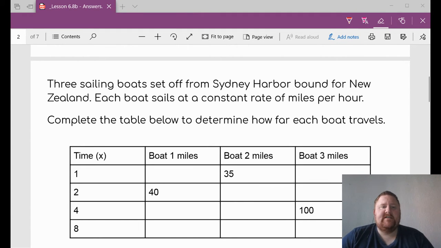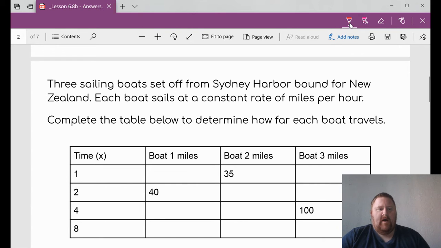Okay, so our question said 3 sailing boats set off from Sydney Harbour bound for New Zealand. Each boat sails at a constant rate of miles per hour. Complete the table below to determine how far each boat travels. So I can see on my table I have our time, which eventually would be called X, and that's going to be in hours. And boat 1 miles, boat 2, boat 3.